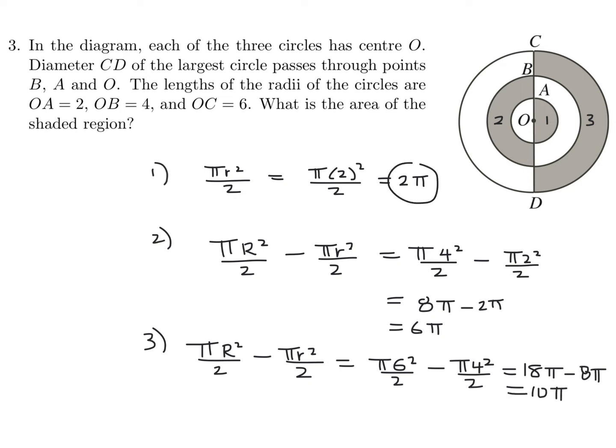So the total shaded region is this 2 pi, this 6 pi, and this 10 pi, and that is 2 plus 6 plus 10 is 18 pi. So total is 18 pi for the shaded region.